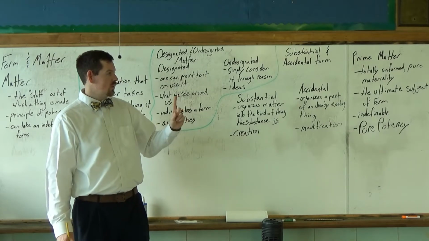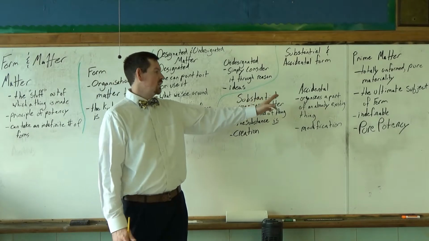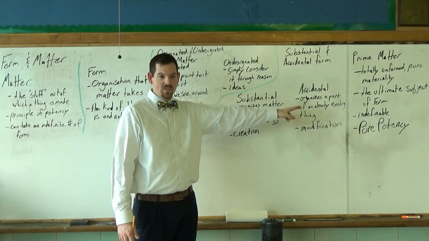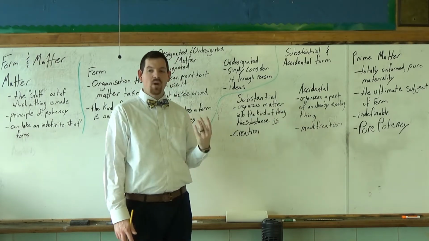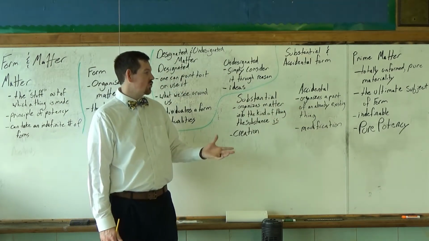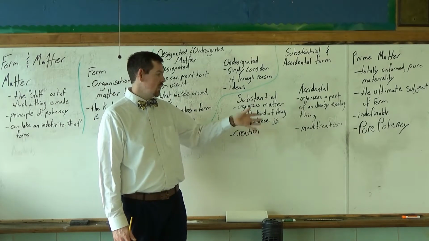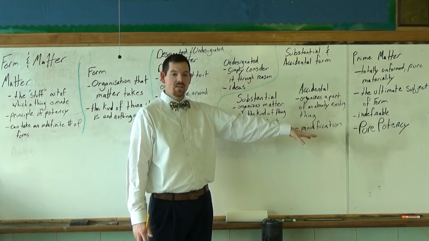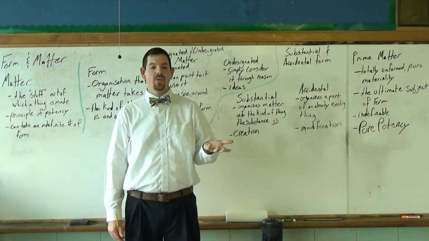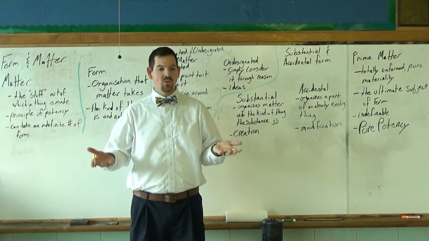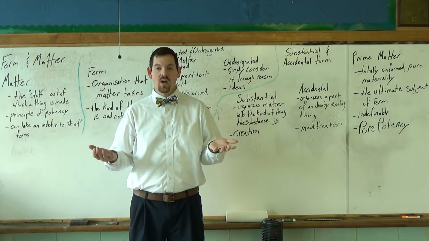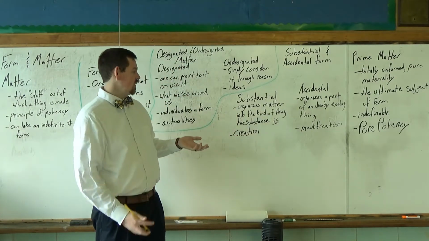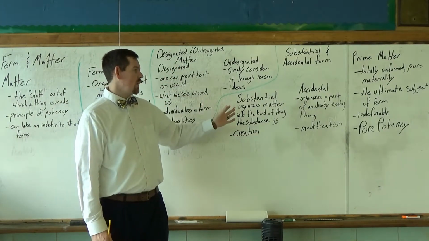Now, if I were to take that statue and chop off its arms, I would not be creating anything new. I would simply be changing that statue and modifying it, organizing a part of an already existing thing. So, statue with arms and statue without arms, are those both statues? Yes. Are they made of the same matter? Yes. So what I've simply done is change its substantial form into an accidental form.